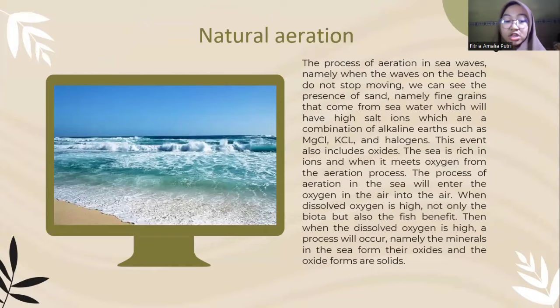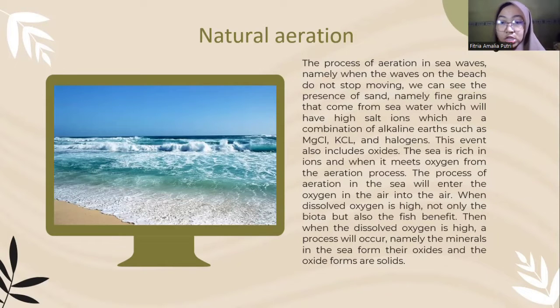The second example of natural aeration is the wave on the beach. The process of aeration in sea waves, namely when the waves on the beach do not stop moving, we can see the presence of sand, namely fine grains that come from seawater, which has high salt ions, a combination of alkaline earths such as MgCl, KCl, and halogens. This also includes oxide.